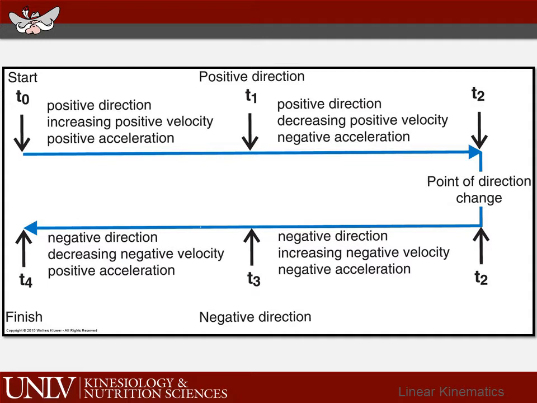Let me say that again. At T2, the velocity is still positive, but the magnitude is lower than at T1. So it still has a positive velocity, but it is lower than at T1. That means there was a negative acceleration. So it's going in the positive direction, but it was slowing down.